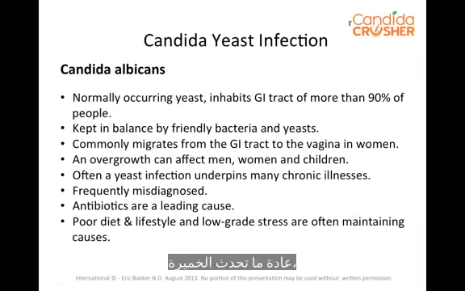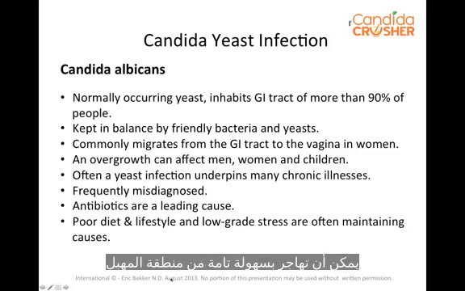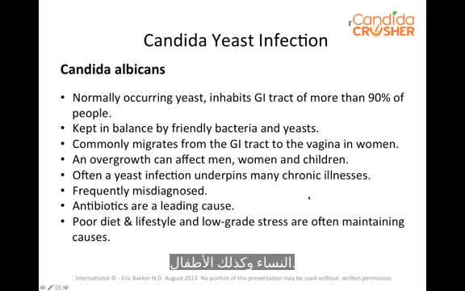So as I mentioned, it's a normally occurring yeast that inhabits the gastrointestinal tract of more than 90% of people. It's commonly kept in check by beneficial bacteria and other beneficial yeasts. It can migrate quite easily from the rectal area into the vaginal area in women and cause vaginal thrush. This is quite a common occurrence with many women. And the overgrowth can also affect men, women, as well as children.